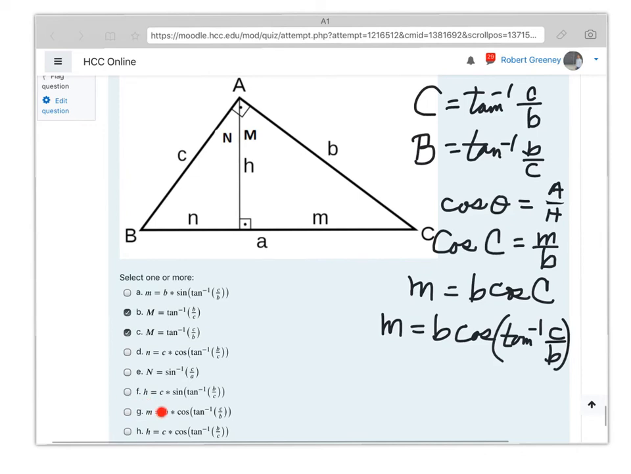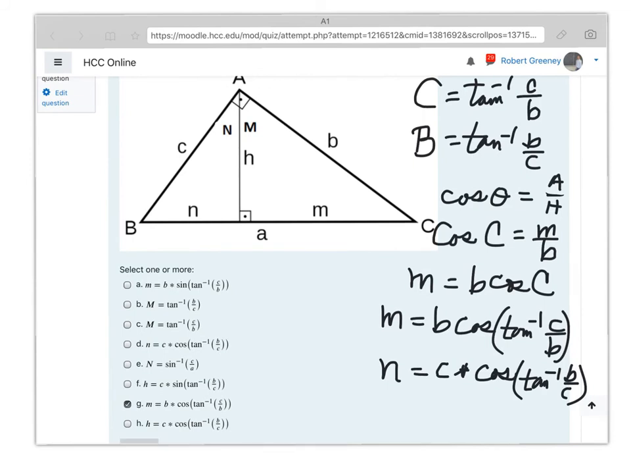Right down here, item G. Okay, what should we do next? We'll do little n, because little n is adjacent to B, and we know how to get angle B. And for this triangle, C is the hypotenuse. So by the same argument we used over here, little n will be the hypotenuse C times the cosine of angle B, where B is tan inverse of B over C. And we do have that selection here.